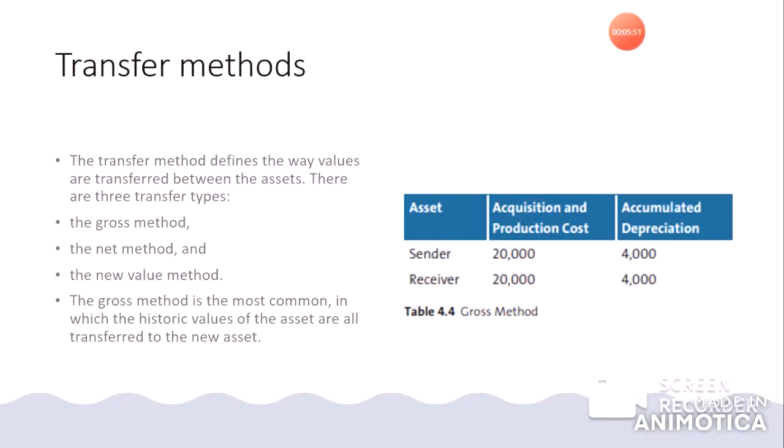We have seven transfer methods. If we see here, there is a net method, a gross method, and new value method. The transfer method defines the way values are transferred between assets. So the gross method is the most common, in which the historic values of the assets are all transferred to the new asset. In the gross method, the sender will send 20,000 and the accumulated depreciation is 4,000. So the receiver will also receive 20,000 and accumulated depreciation of 4,000.